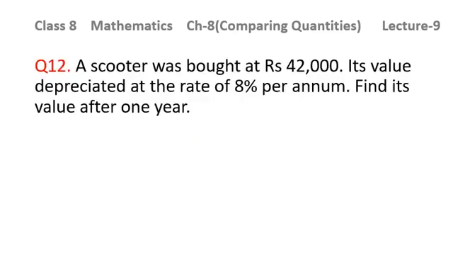Question number 12: a scooter was bought at rupees 42,000. Its value depreciated at the rate of 8% per annum. Find its value after 1 year. Again, in this case, we need to find V, because it was bought at rupees 42,000 and its value depreciated. So we need to take the minus sign in the formula. We need to find the value after 1 year. V is unknown to us because we need to calculate the future value.